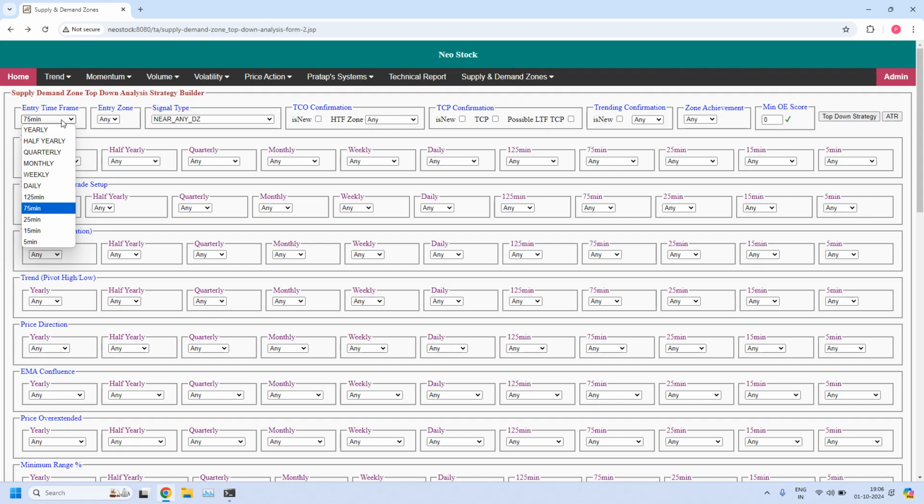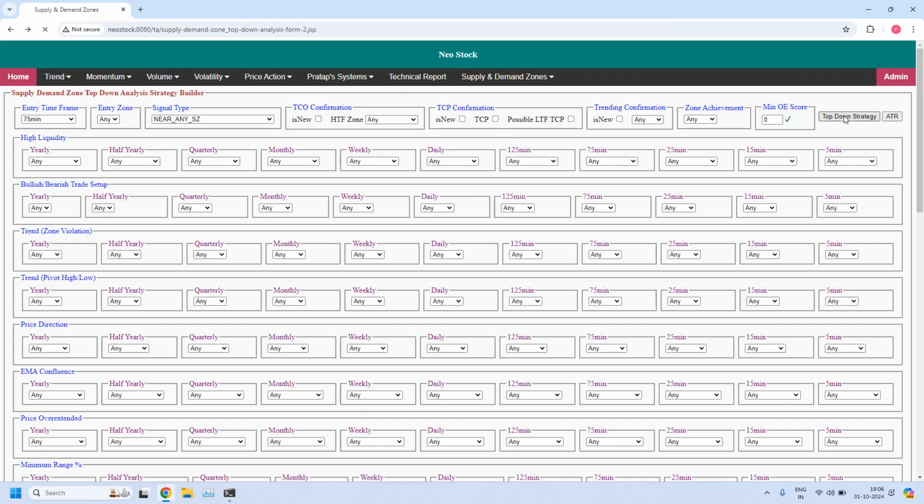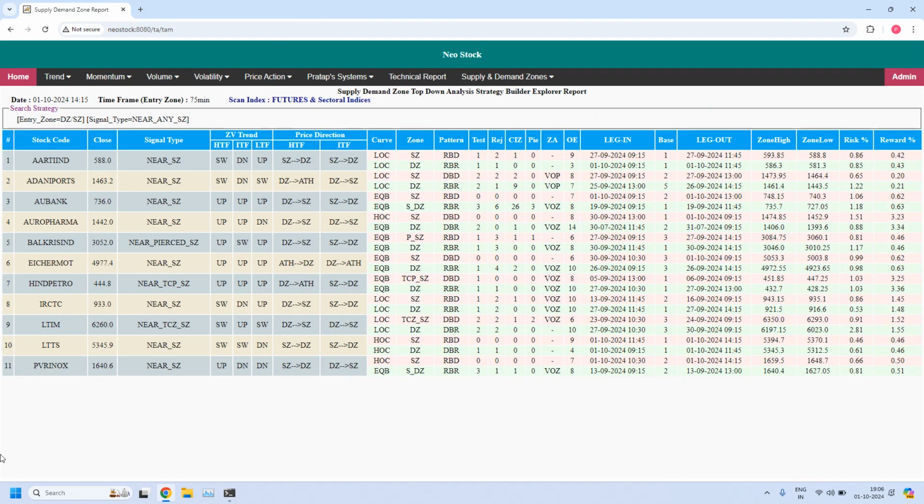Next, for the 75 minutes time frame, let us find the stocks near the 75 minute supply zone. 11 stocks are filtered. Let us verify any high liquidity supply zones from this list. Hindustan Petroleum is having a high liquidity 75 minute supply zone. That's it. We have only one high liquidity, 75 minute supply zone from this list.